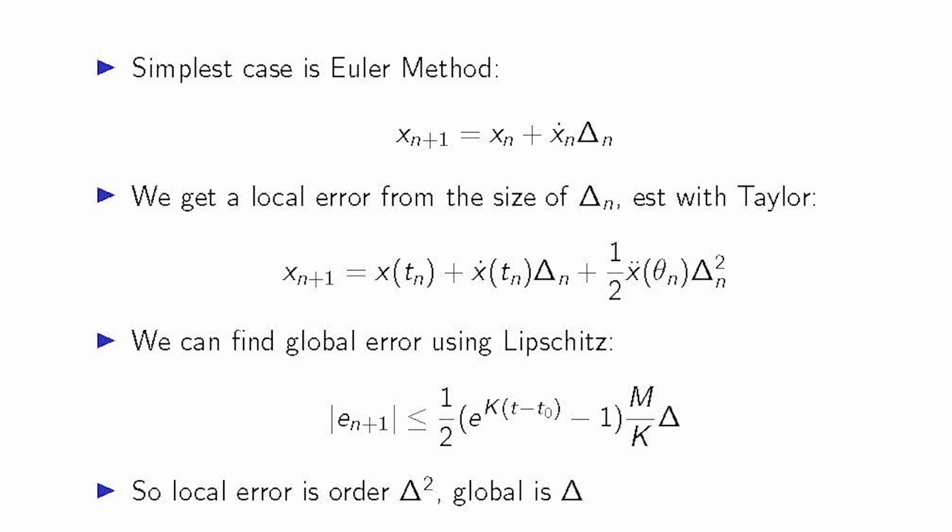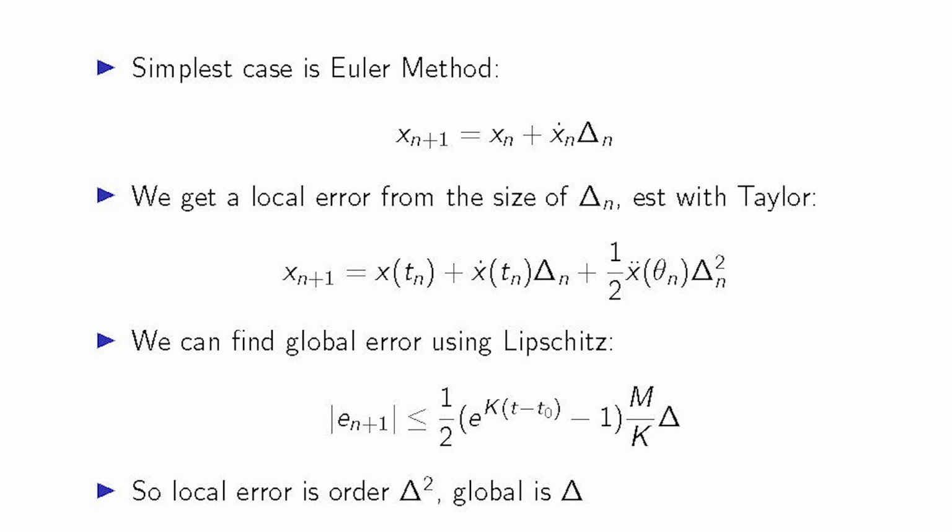So the simplest case we'll discuss is the Euler method. It's simply just a truncation to first order of the Taylor series. We can get a local error from just the fact that we're taking discrete time steps. The convenient thing is that for the local error, we can use Taylor's theorem to get a bound on the local error.